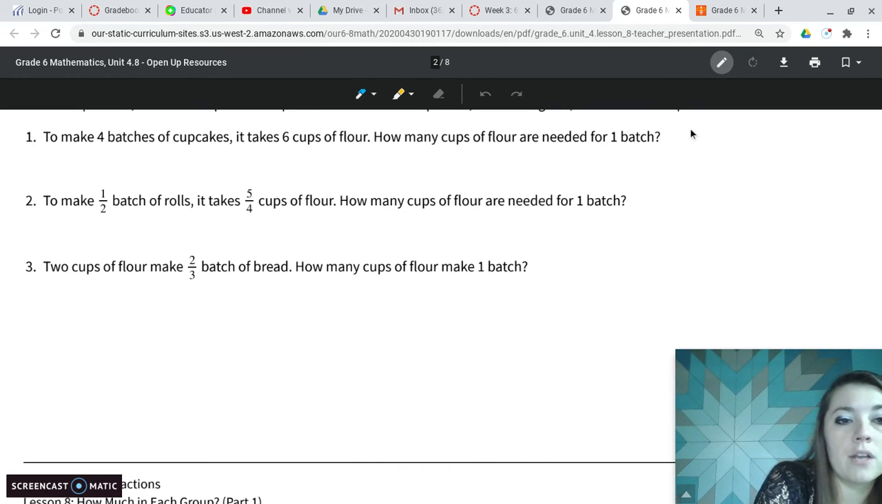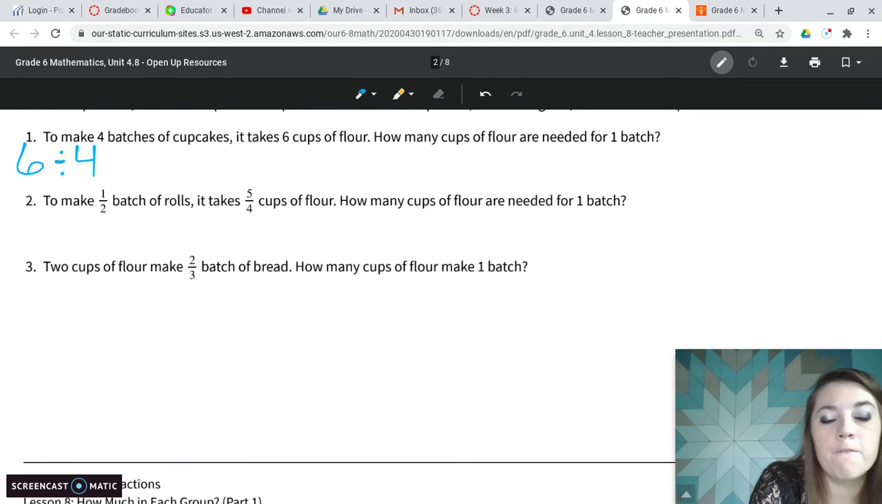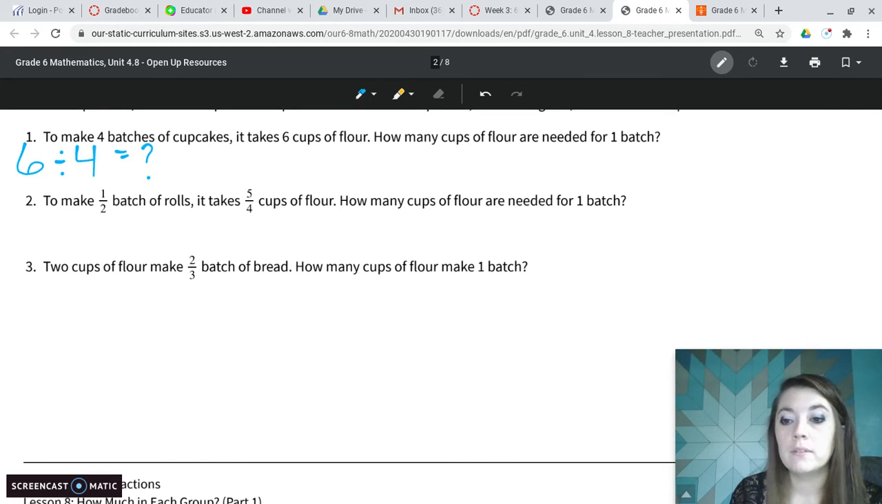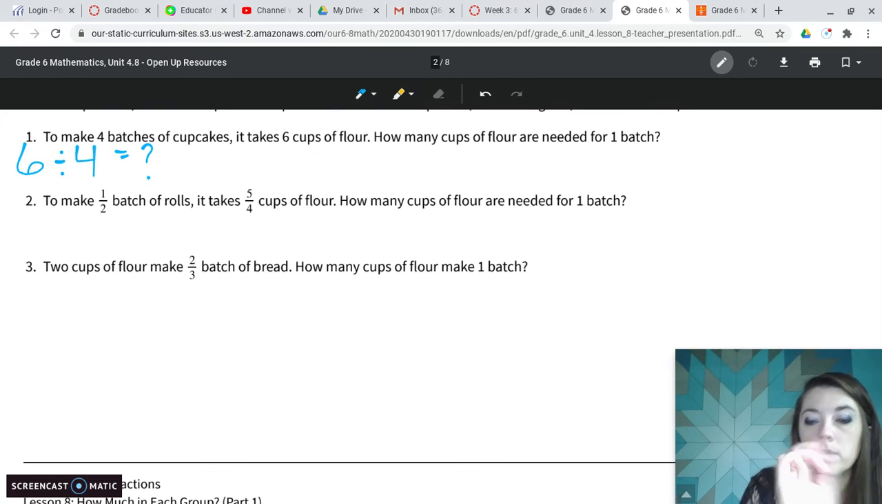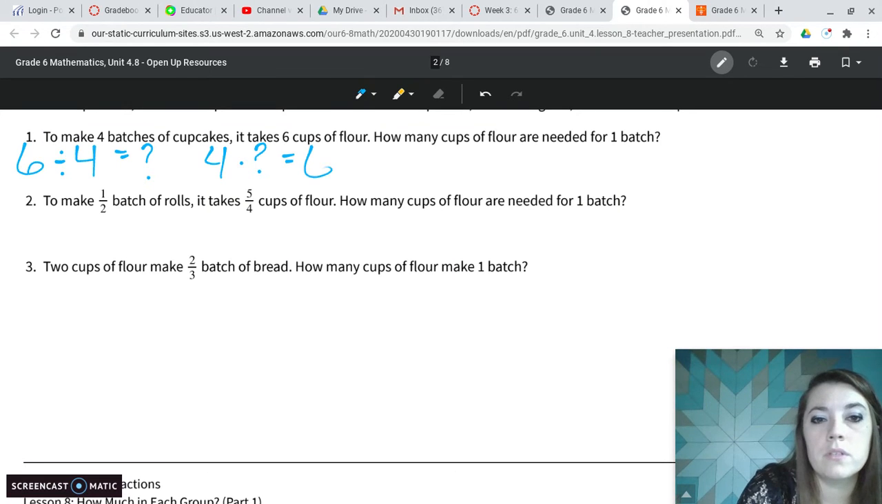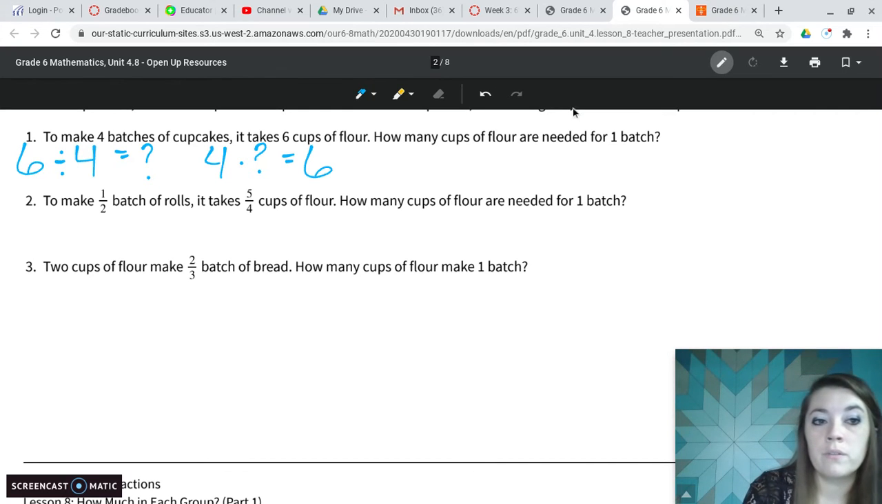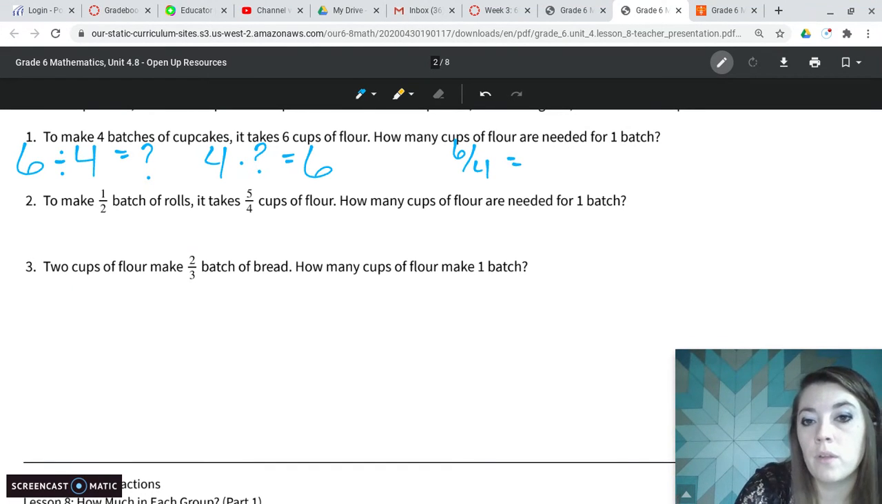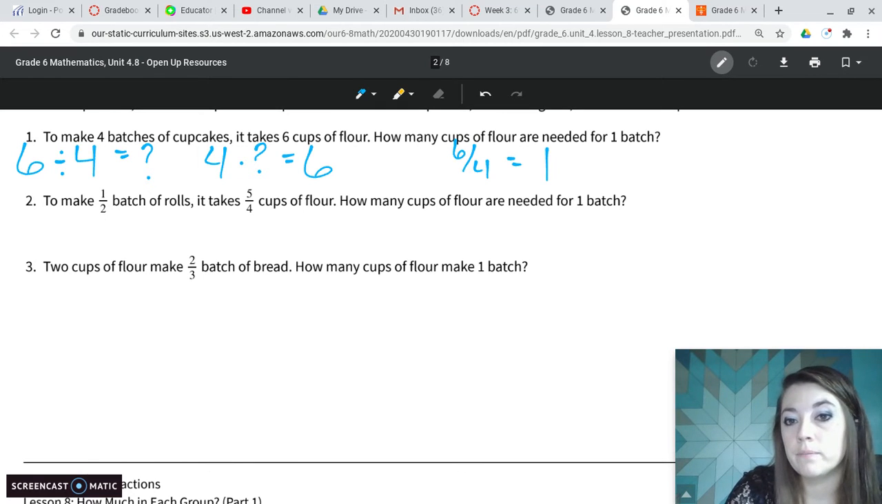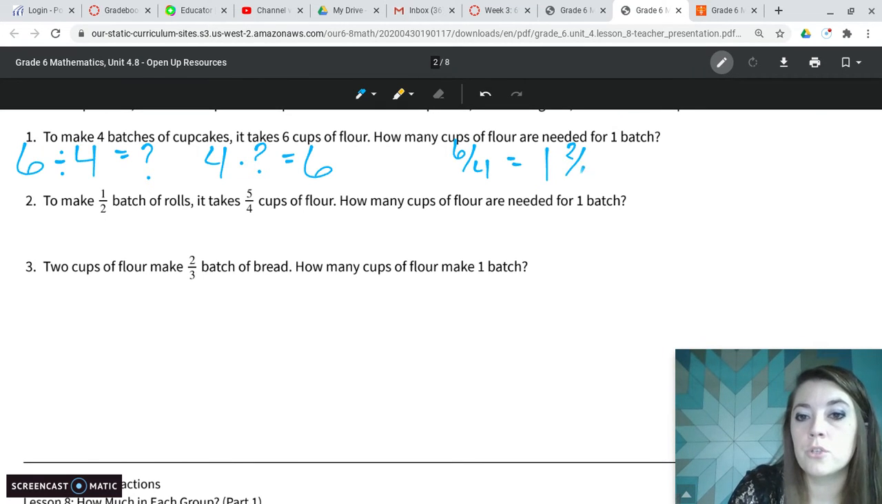So division equation, take the 6 cups of flour and divide it by the 4 batches to find out how many cups of flour are needed for one batch. Or multiplication equation, 4 times something equals our 6. So now to figure out the solution, we're going to take 6 and divide it by 4. Now, how many times can 4 go into 6 evenly? Well, it can go in once with how much left over? 2, so 2 out of 4.